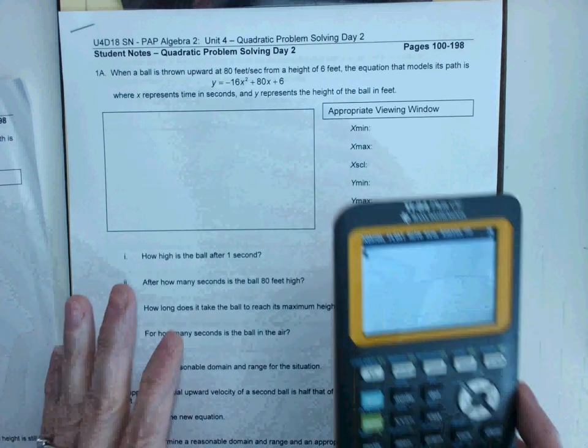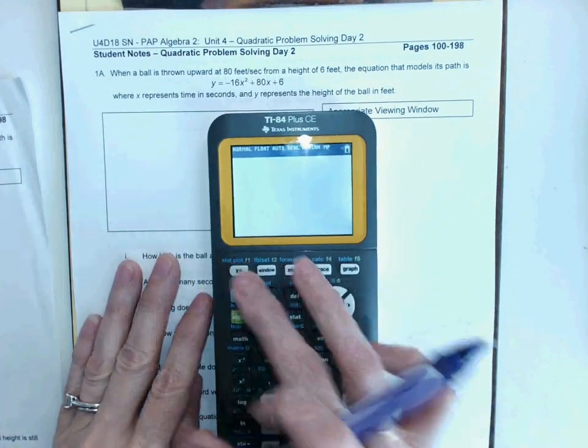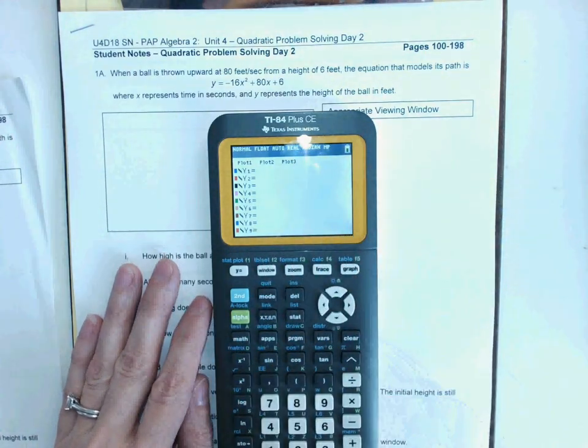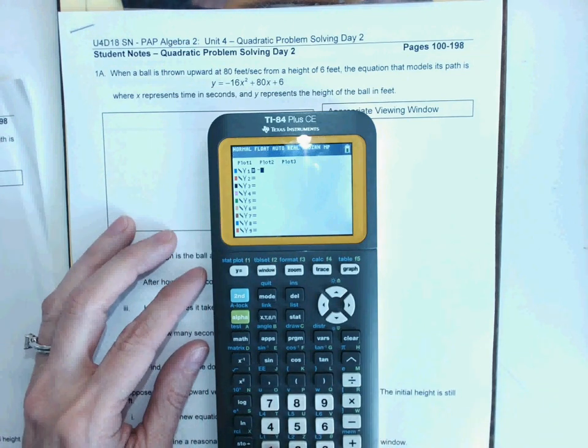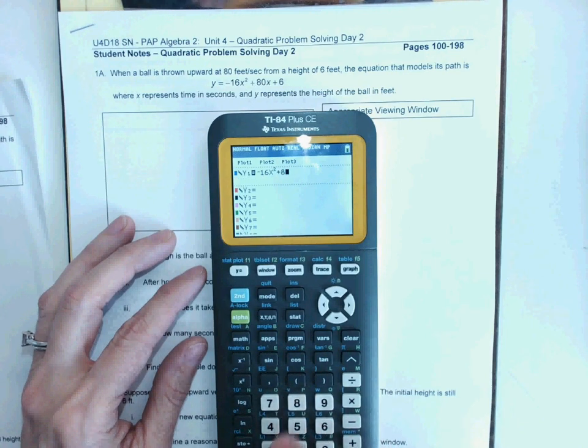Okay, what we're doing now is, instead of solving using the quadratic formula or factoring, we're using the calculator. So grab your calculator and let's type this into the y equals screen. If you have a bunch of stuff here, you can press second plus 7 1 2 and reset it if you like. I'm going to type in negative 16x squared plus 80x plus 6.